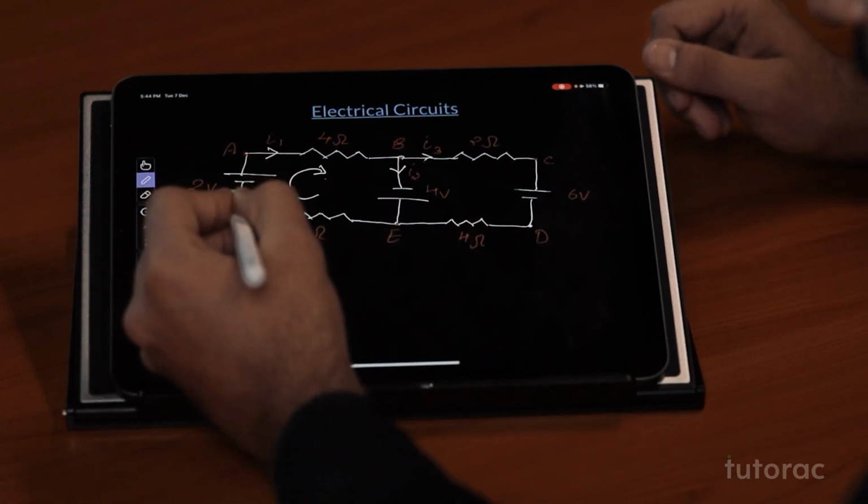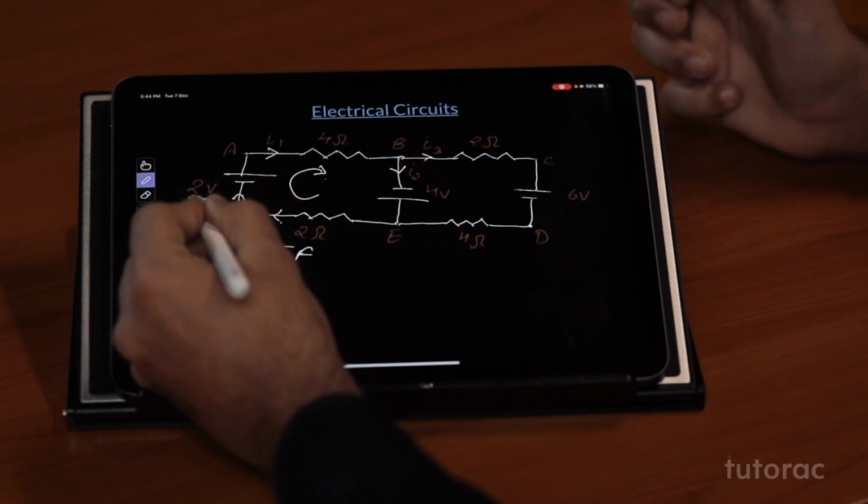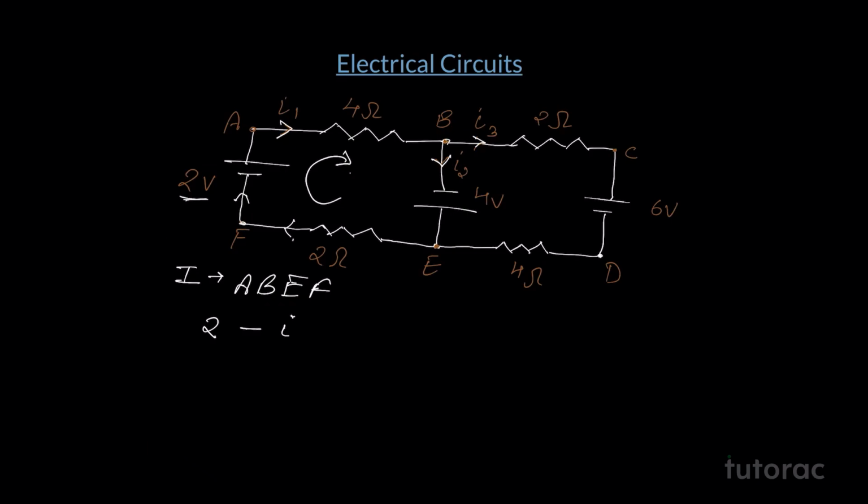Let's write it out. While moving in this direction, what I'll do? I'll gain the energy by 2 volt. Let's write it out here, plus 2. Again, in the direction of current, when we go through a resistor, we lose the energy. How much we lose? We lose minus I1 multiplied by 4, following Ohm's law, V equals to IR. This is the 4 ohm resistance.